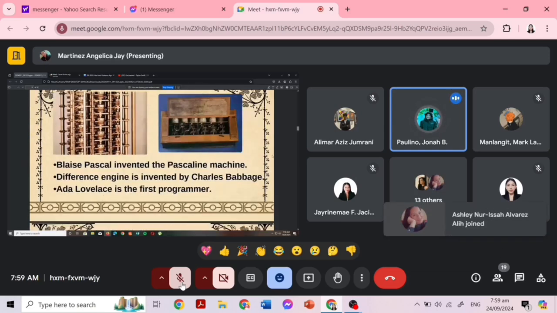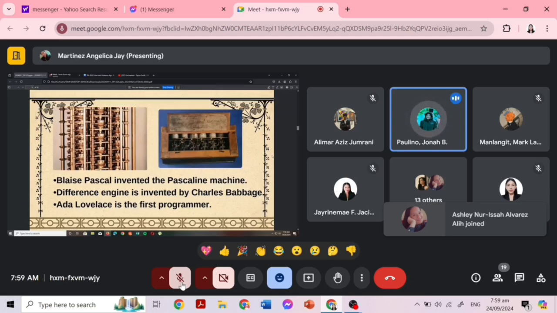Anyways, guys, please take note. This slide rule was invented around 1620 to 1630, and it was invented by William Oughtred in the 1600s. But it only became useful in the mid 1800s.